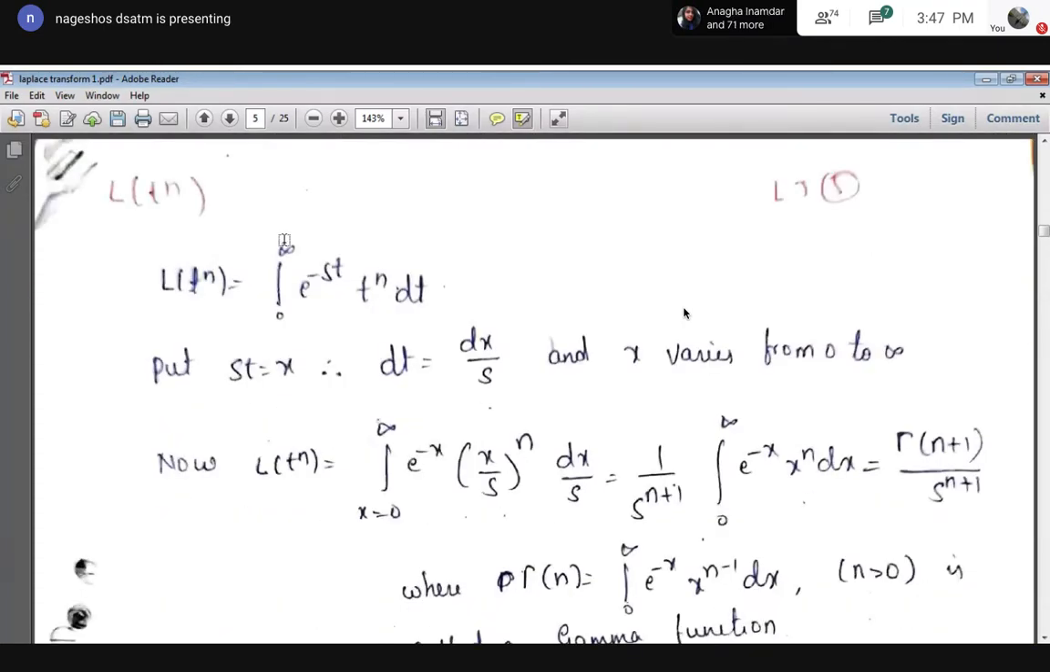This one we haven't discussed. We'll discuss that: Laplace transform of t power n. So what is the basic definition of the Laplace transform of f of t?